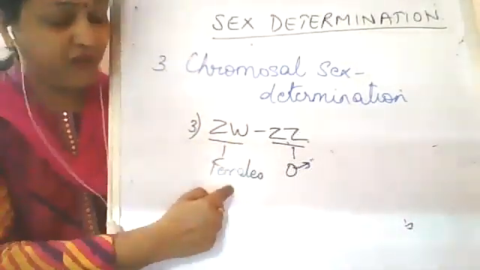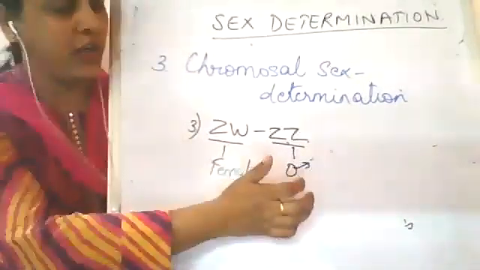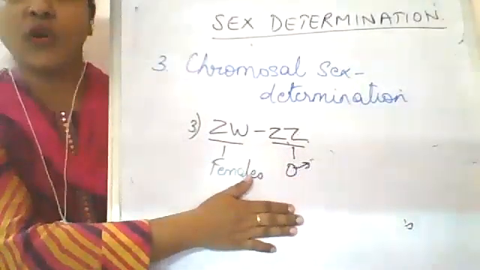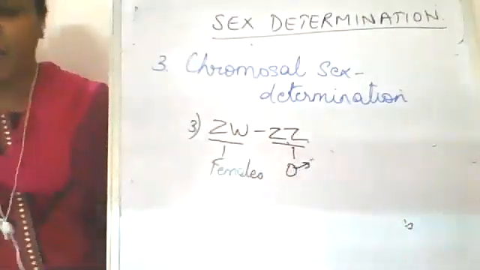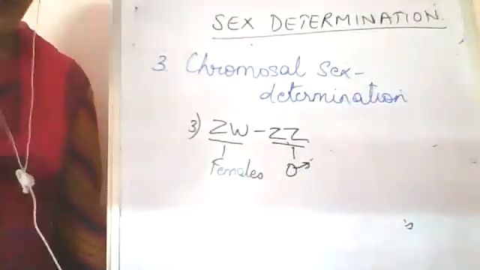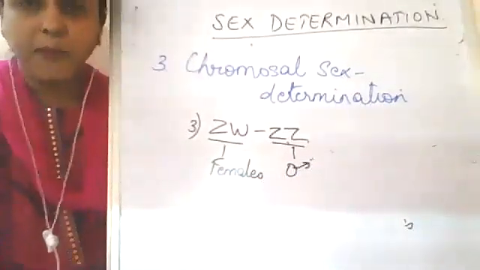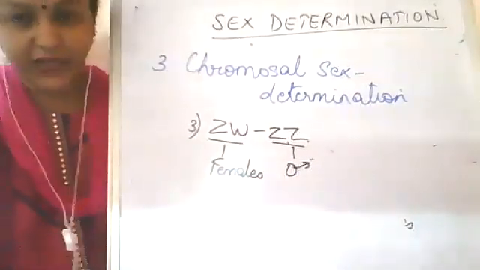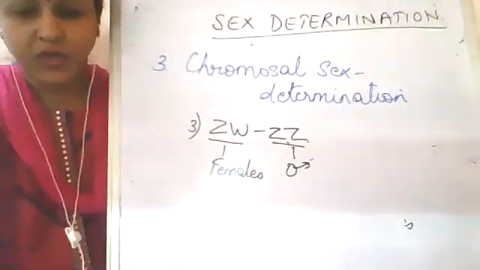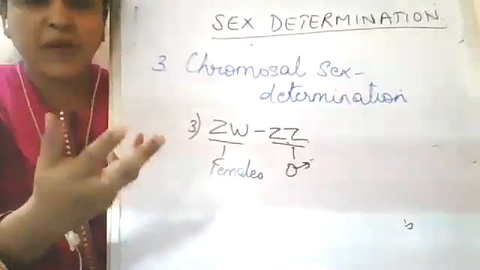So it is the females which determine the gender of the child, not males, in these organisms. Write down the examples of these organisms. Examples are birds and some reptiles. Birds and some reptiles. Okay, so fowls often come up by name.